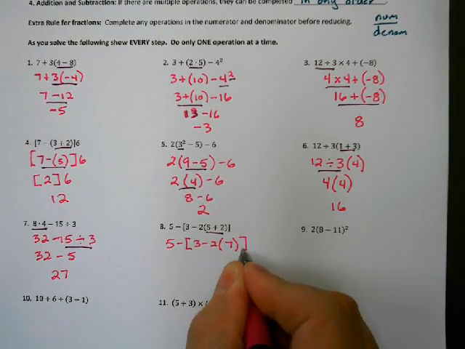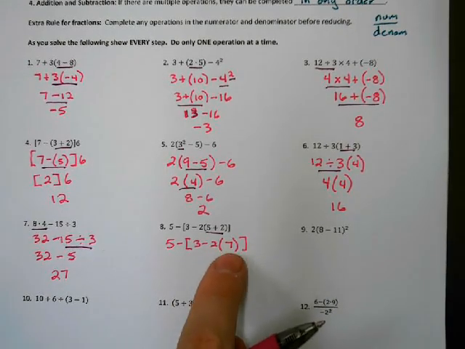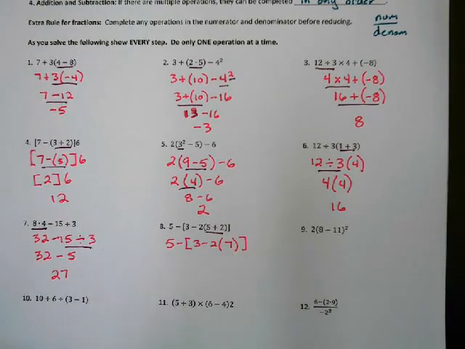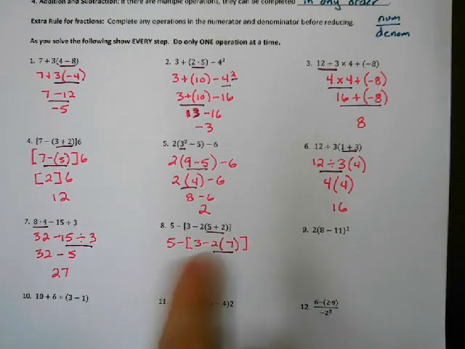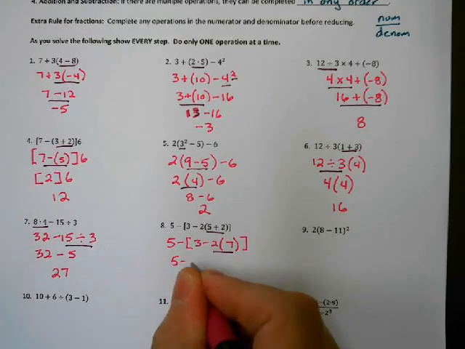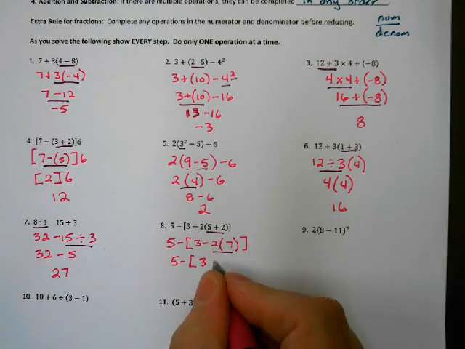All right, so now inside of the bracket, there's nothing inside that parenthesis, so I'm going to just do the operations here. I've got subtracting and I've got multiplication. Multiplication comes before subtracting, so negative 2 times 7 happens next. So we're going to do 5 minus bracket 3, negative 2 times 7 is negative 14.